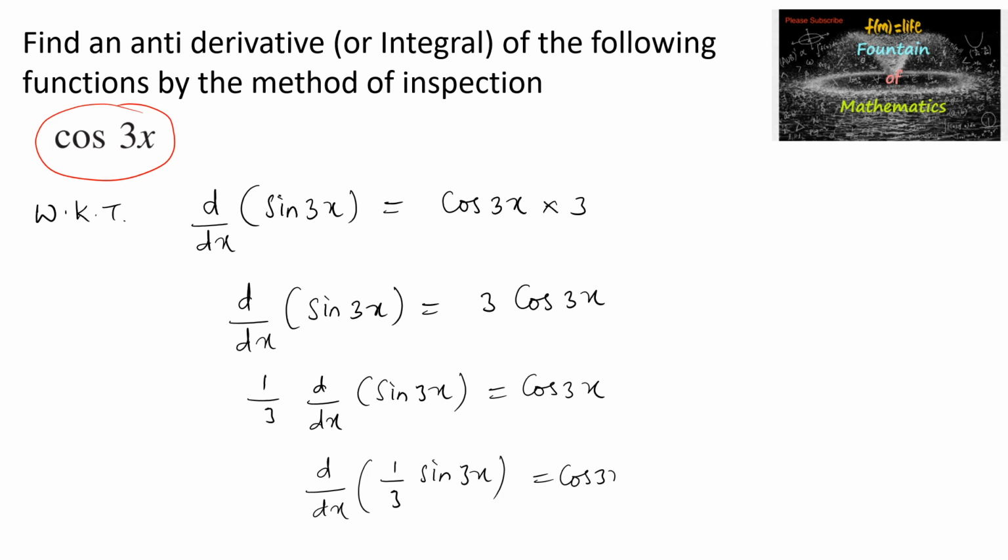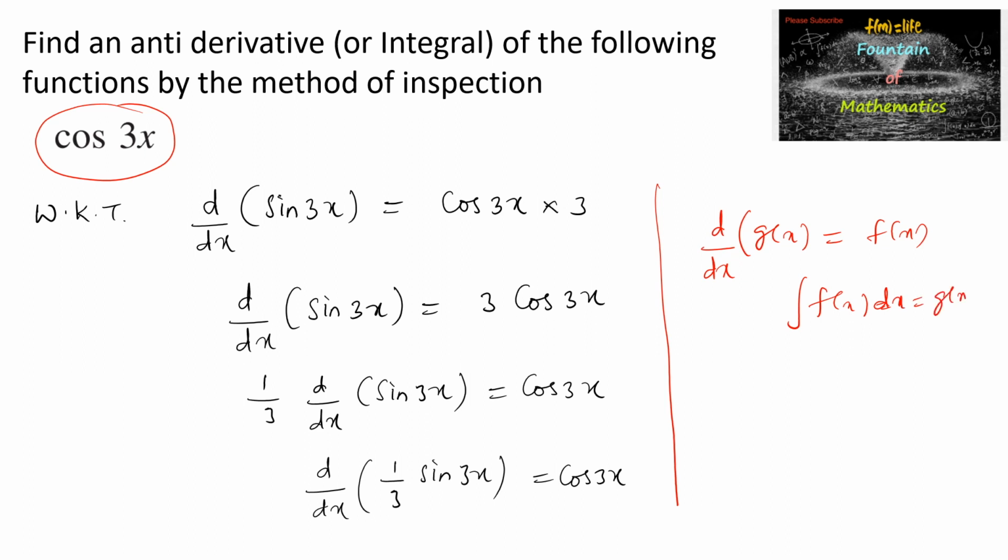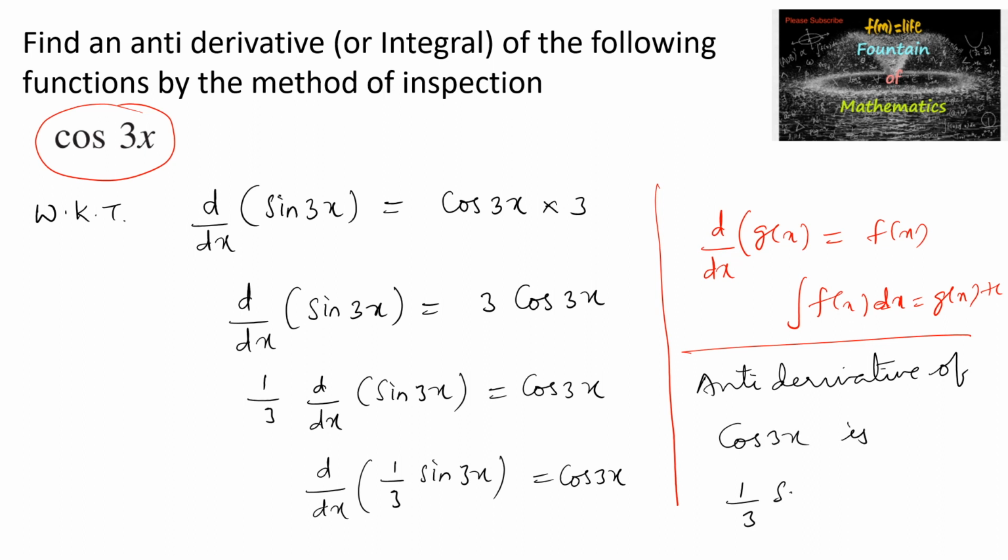So which means the differentiation of a function g of x is equal to f of x, which means that the integral of f of x dx is equal to g of x plus c. So we can say that the antiderivative of cos 3x is 1 by 3 sin 3x. Okay.